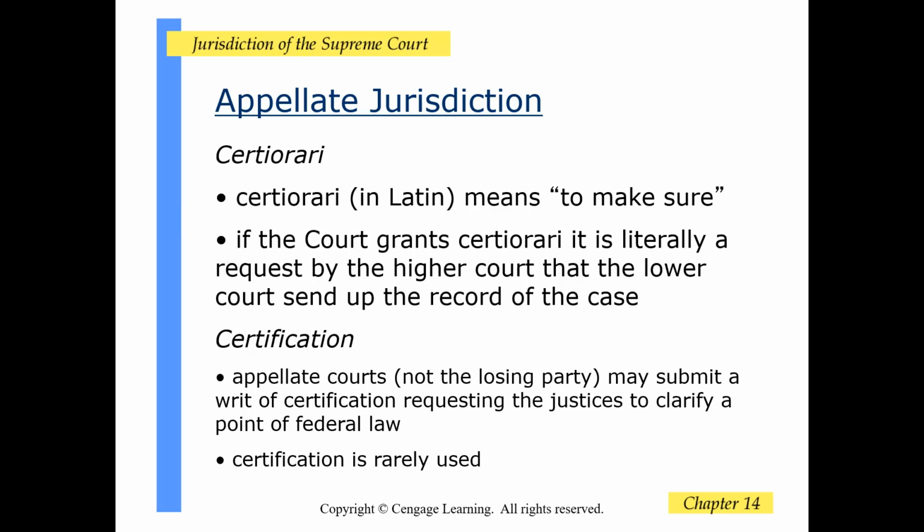A writ of certification is when an appellate court, not the losing party, may submit a writ of certification requesting that justices clarify a point of federal law. Writs of certification are rarely used.